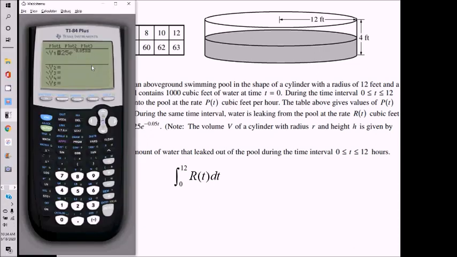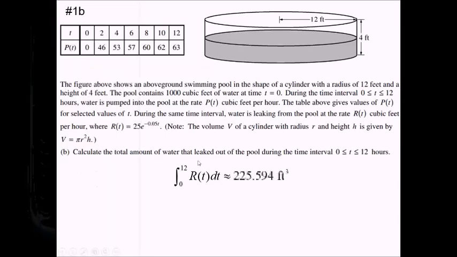So I'm going to start by actually putting my R of t function in y1 in my y equals. I have a feeling I might need to use it again. Let me quit out of there now. And I'm going to do math 9 to get integral. So we have integral from 0 to 12 of, let me do alpha trace, and then y1. That's where I stored R of t just now. Let me put a dx over there and press enter. So that gives us 225.594, and that is also cubic feet of water.